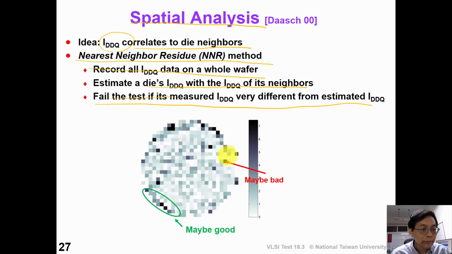For example, on this wafer map, a white color indicates very low IDDQ and dark color indicates high IDDQ. In this neighborhood, we see very low IDDQ, but this particular die has an exceptionally high IDDQ. So this may be a bad die. On the other hand, in this neighborhood, the IDDQ are typically very high. So these dies may be good dies. So we can make a pass-fail decision using the wafer map.